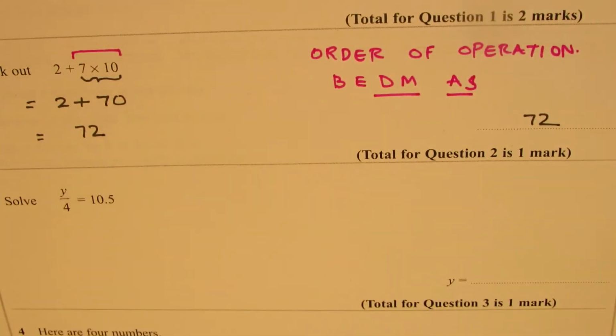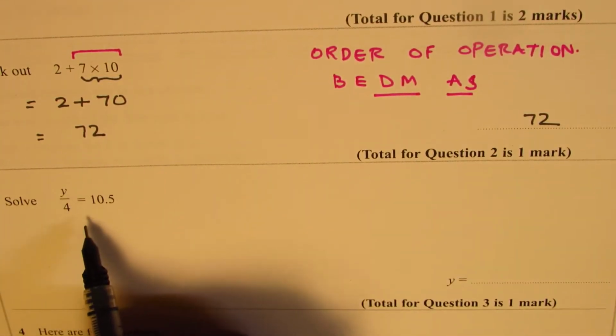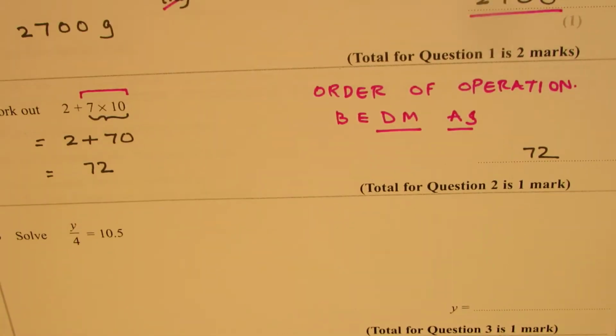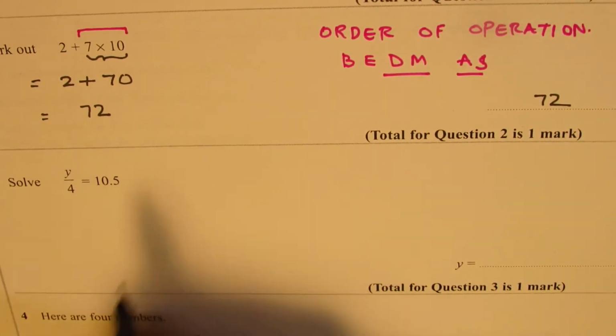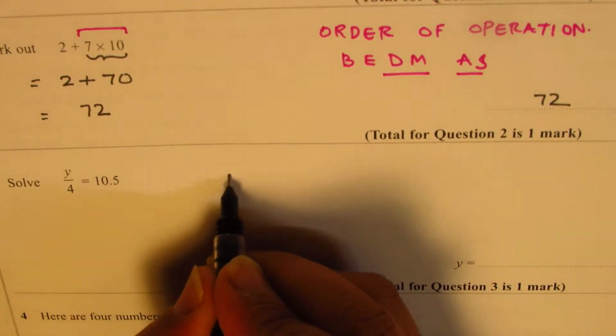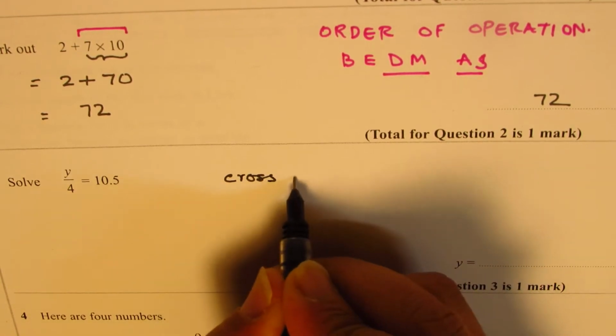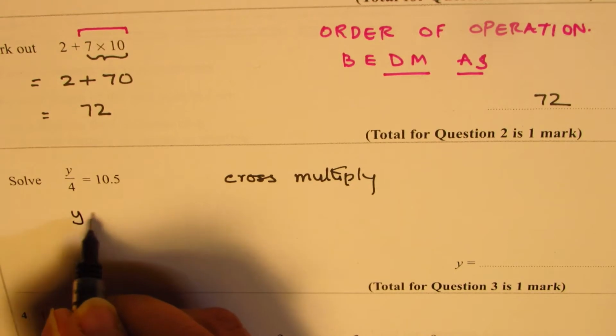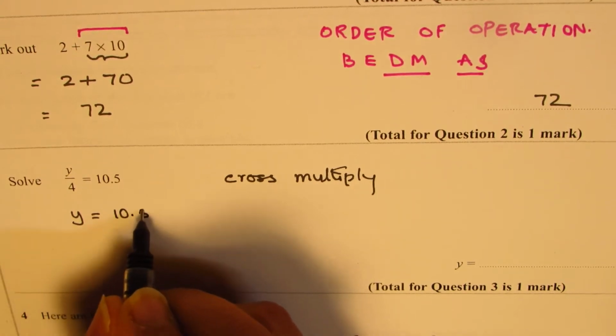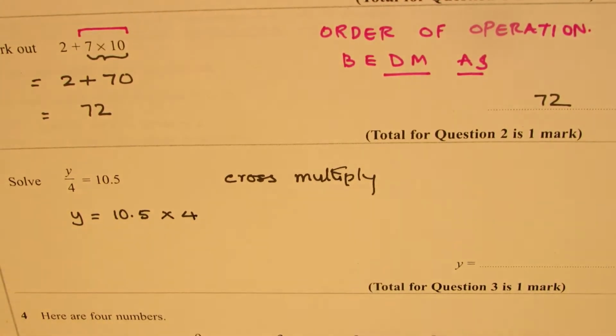Now the next question is to solve y over 4 equals 10.5. Now this question has to be done without a calculator, correct? It is without calculator. So we should cross multiply. So at this stage we are going to cross multiply. So when we cross multiply, we get y equals 10.5 times 4. Is that clear to you? Right? So that is how we are going to get it.